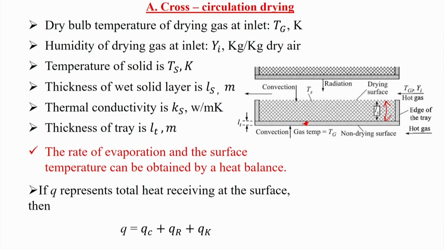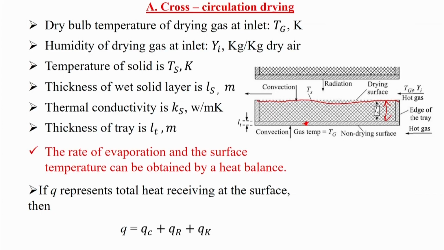The rate of evaporation and the surface temperature can be obtained by a simple heat balance, which we will do now. Suppose Q represents the total heat received at the surface, obtained due to conduction, convection, and radiation. So the total Q is Q_c plus Q_r plus Q_k, due to convection, radiation, and conduction. But here the heat received by conduction will be much lower than the heat received by convection and radiation.